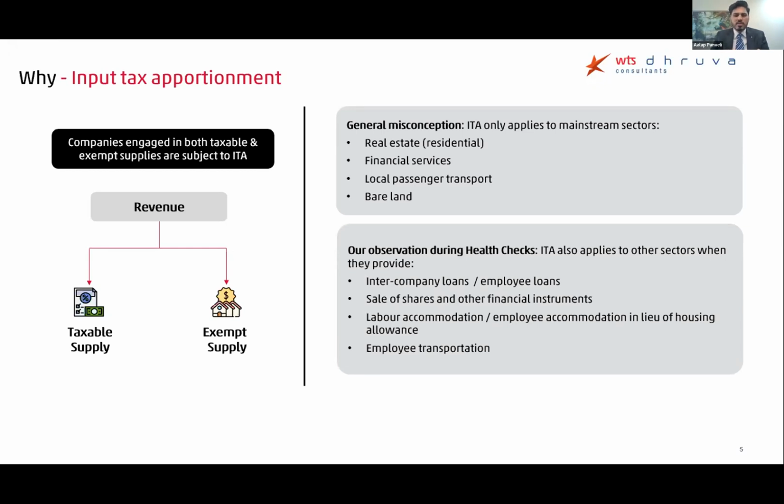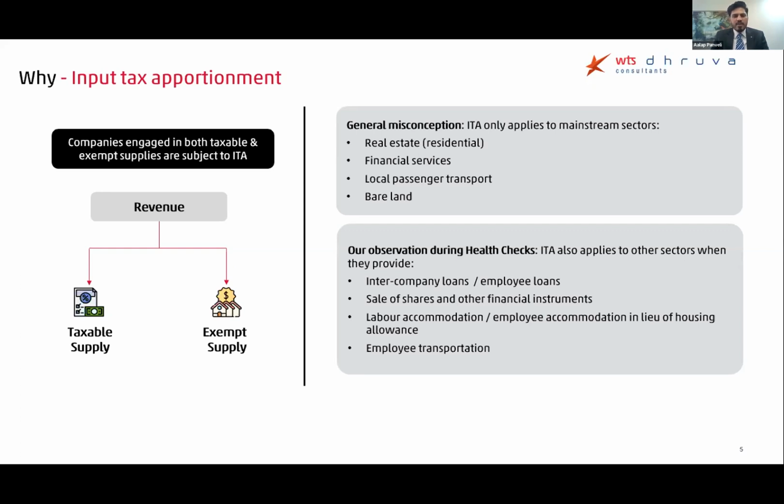So just to give you some examples, companies giving intercompany loans to their subsidiaries or their related parties earn some interest. This interest is exempt under VAT. It could be the same for employee loans as well, where you've given an employee a loan and you're earning some interest. The second one is quite interesting, which is sale of shares, which we have seen that most of the businesses do not record as exempt supply in their VAT return.